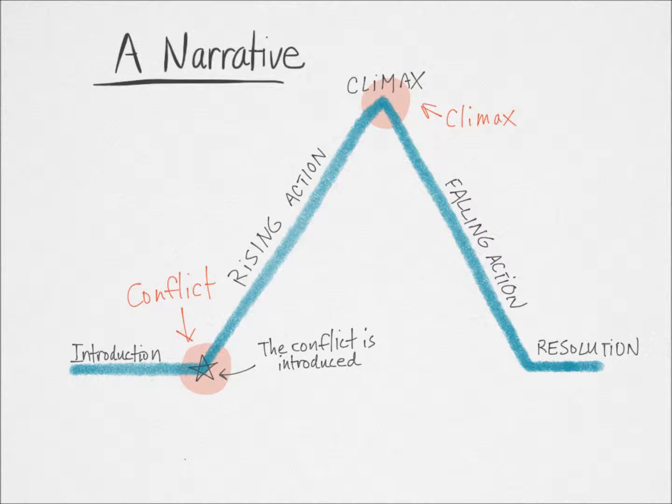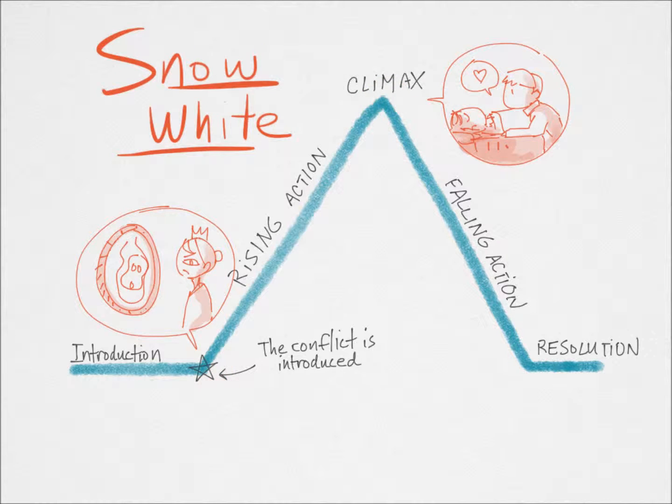So let's look at an example. Here's a story that everyone knows. It's the story of Snow White. The introduction to Snow White is where everything is introduced to us. So we find out where the setting is. We find out the main characters in the story. But what we're focused on is, where is the conflict introduced? The conflict in Snow White is person versus person. It's basically Snow White versus her evil stepmother.